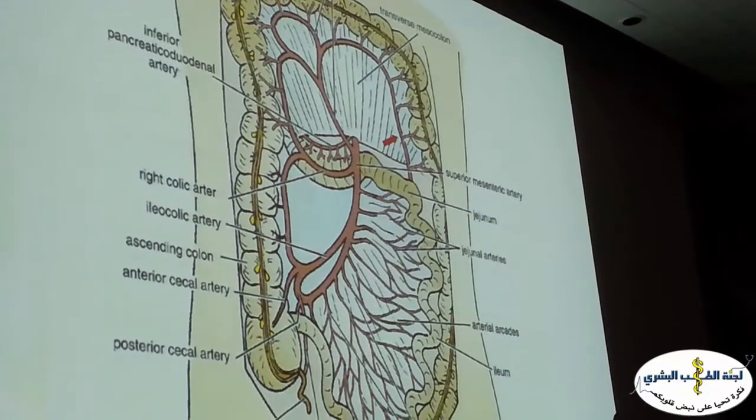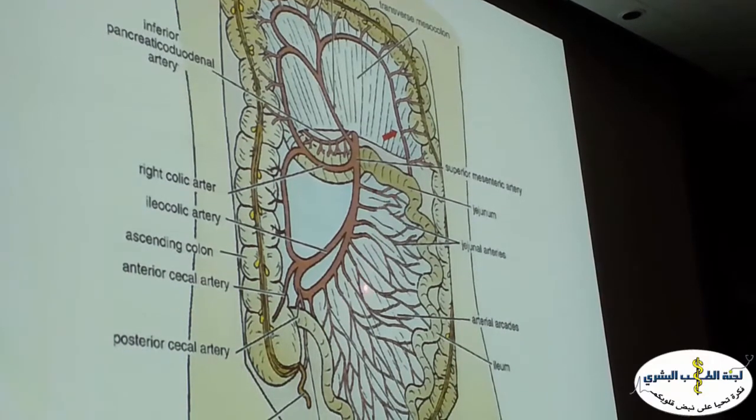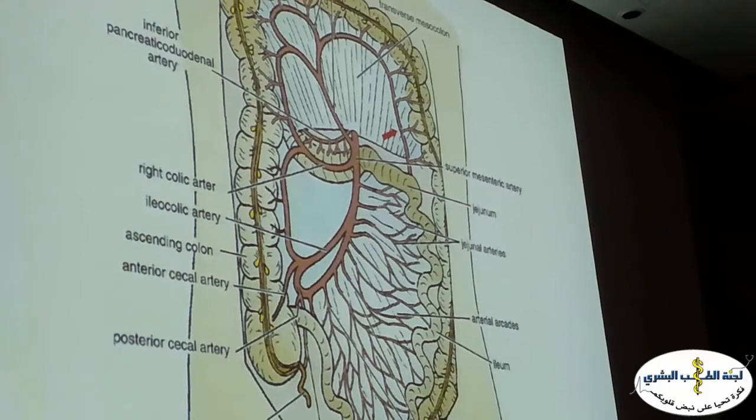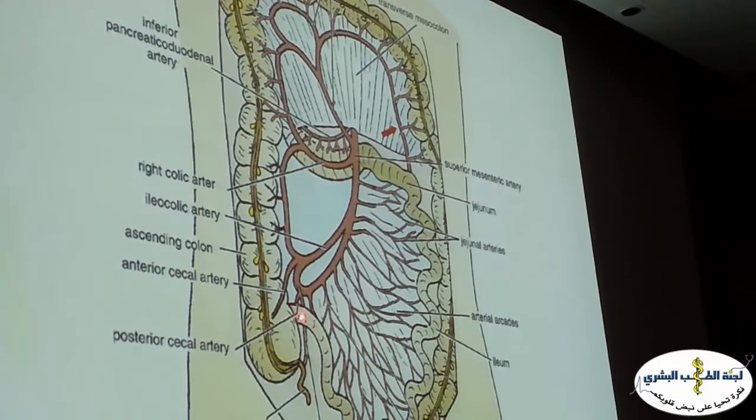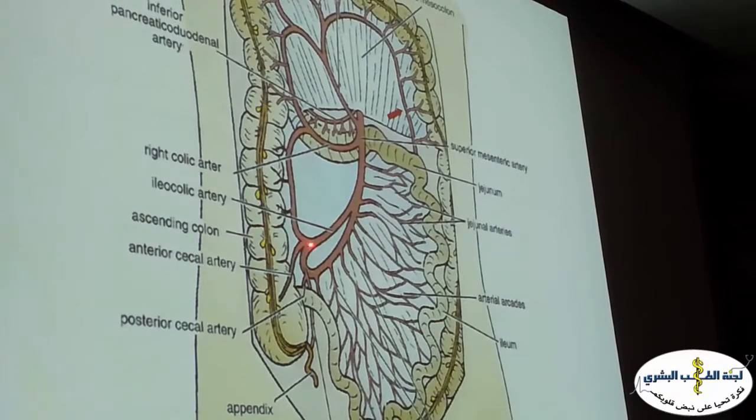Why do I need it? To the lower part of the duodenum. Then you will have several branches, where? To the jejunal branches, then to the ileal branches. Then a branch to the cecum and appendix. Okay? This is it. It goes to the cecum and appendix.